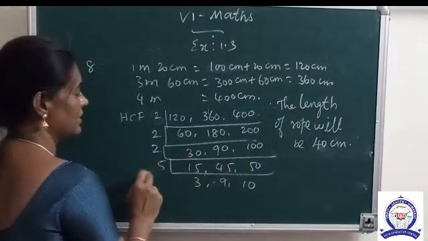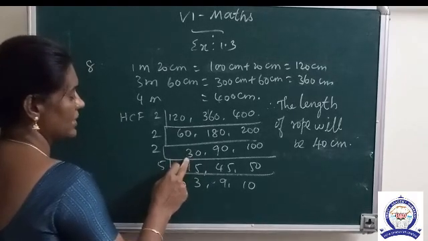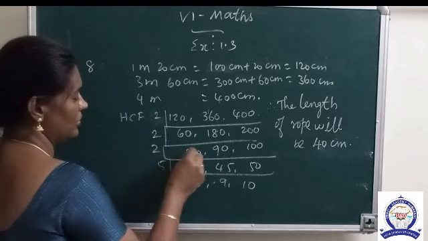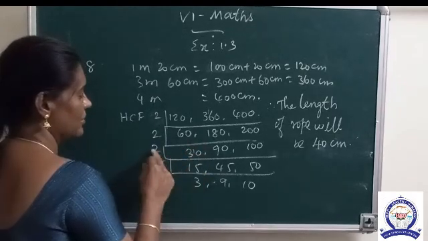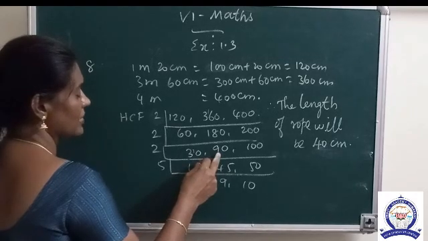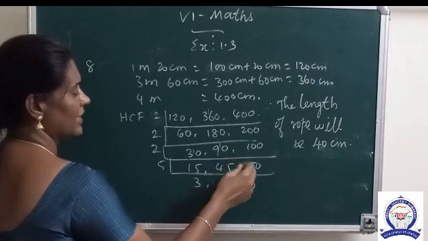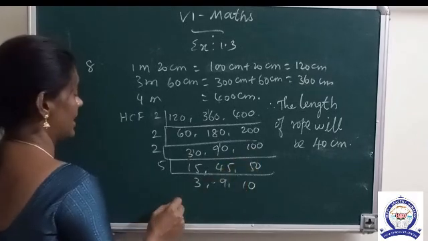Again all the numbers are even numbers. It is divisible by 2. For this 3, 1 2 is 2. From this 3 we take 2, balance 1. 10, 5 2s are 10. So 15 2s are 30. For this 90, 4 2s are 8. Balance 1. 10, 5 2s are 10. Next 5 2s are 10. This 0 is as it is.